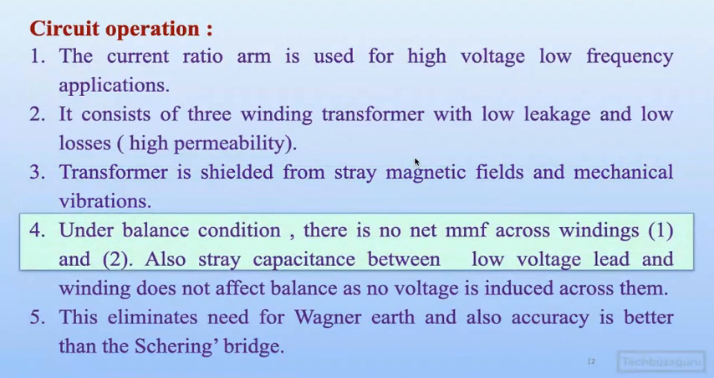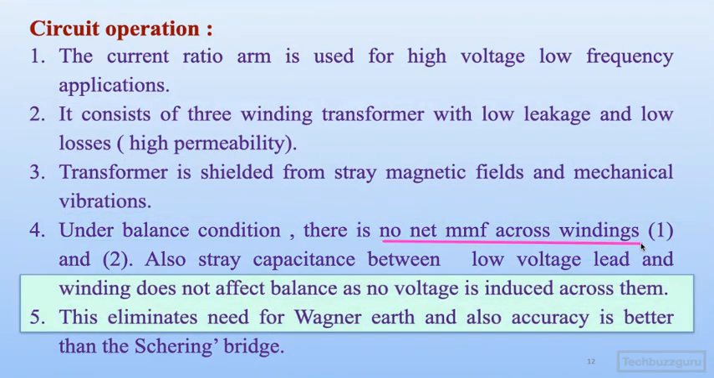Under balance condition, there is no net MMF. Current based है balancing, इसलिए MMF के ऊपर dependent है. No net MMF. Okay. And similarly, you can see that stray capacitance between low voltage lead and winding does not affect the balance, as no voltage will be induced across the low voltage leads. This will eliminate the need for Wagner earth, and also accuracy is better than the shearing bridge.